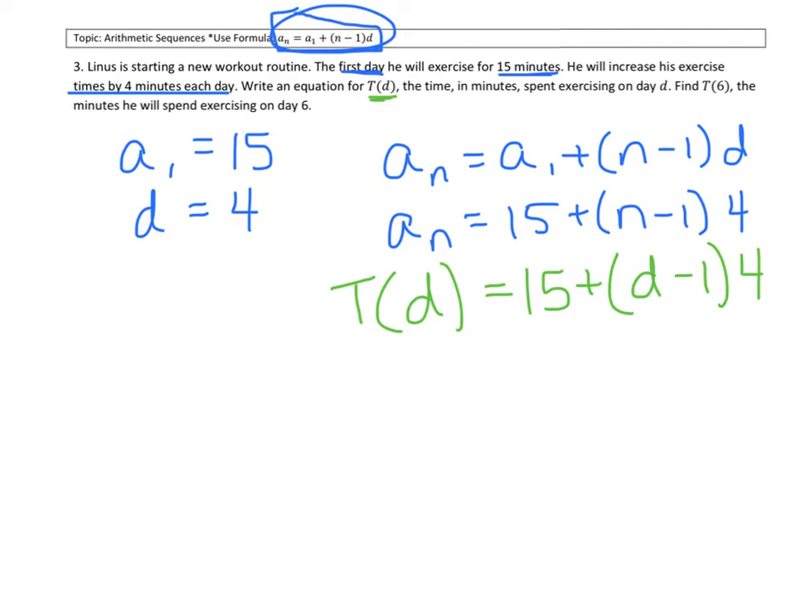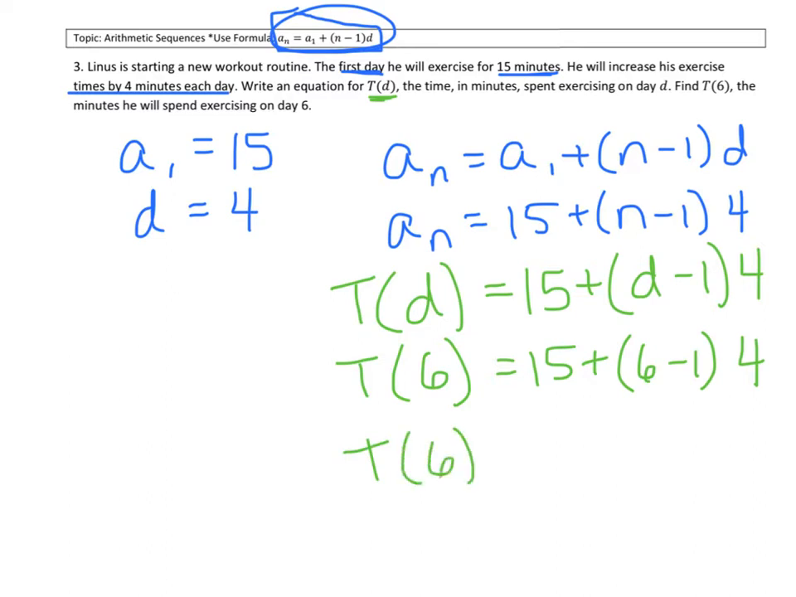Now if I want to solve T of 6, which is the amount of time he spent exercising on day 6, I would simply replace my D with a 6. So 15 plus 6 minus 1 times 4. I can type that in my calculator, and I will end up with 35. So 35 minutes is my answer.